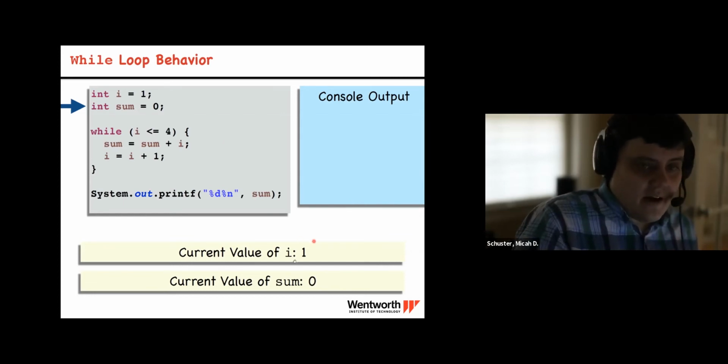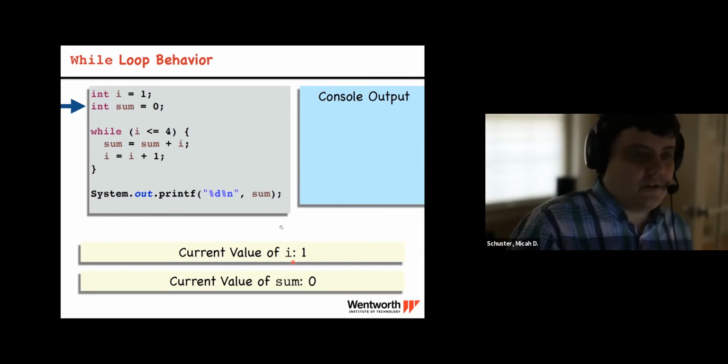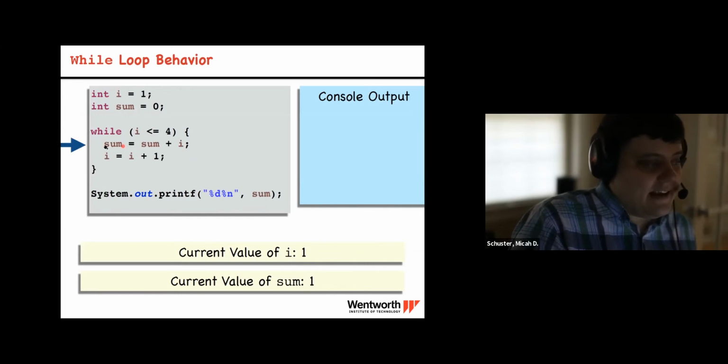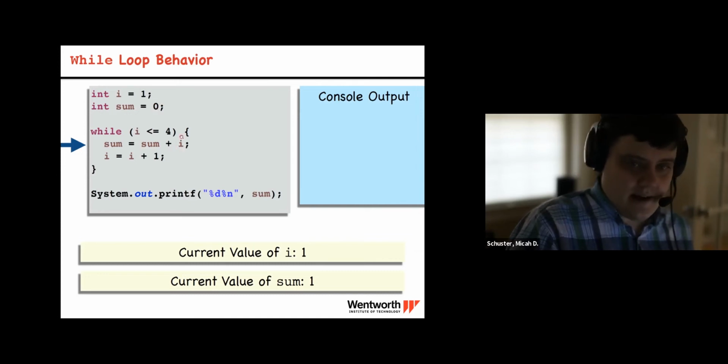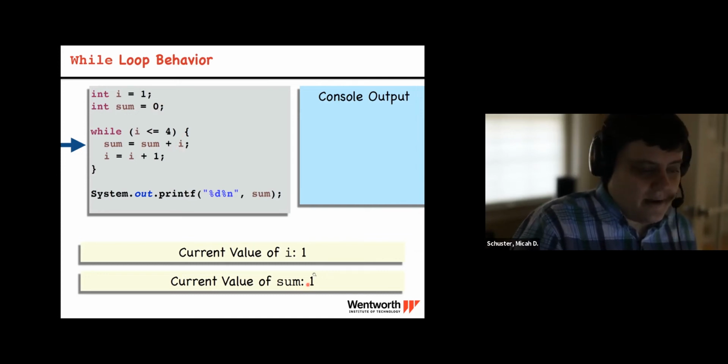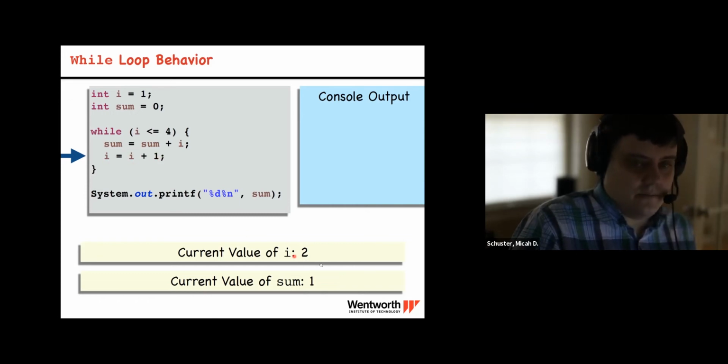Okay, so the current value of I is 1. So that works. We're going to go into the loop. We're going to take sum, and we're going to set it equal to sum plus I. So sum was 0. We add I to it. I was 1. So sum now becomes 1. Then I'm going to increase the value of I. So on the right-hand side, we have 1 plus 1 gives us 2. So now I is equal to 2.